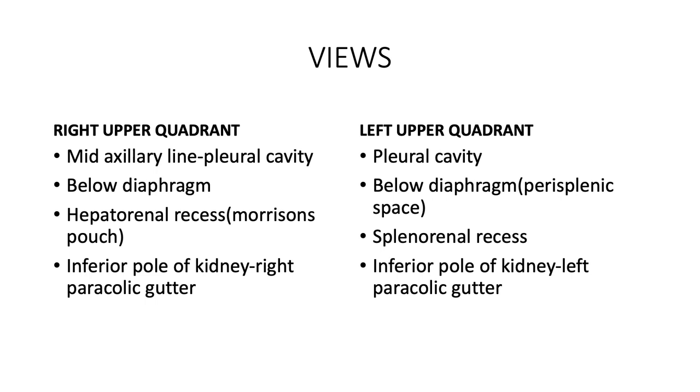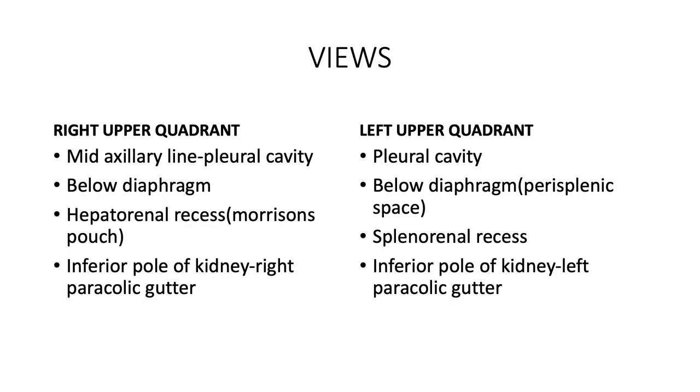Usually we look at the pleural cavity as well. We look below the diaphragm. We look in the hepatorenal recess, that gap between the liver and the right kidney, which is what we call Morrison's pouch. And inferiorly, we look at the inferior part of the kidney all the way to the right paracolic gutter. These are areas where fluid can collect.